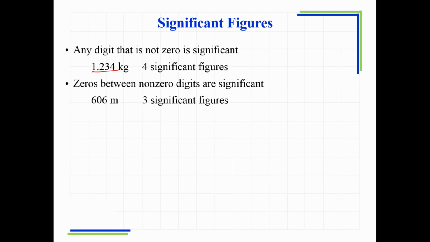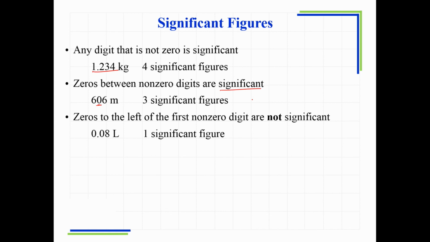Now, if there is a 0, but that 0 is in between non-zeros, that's what we're seeing here. I have a 0, it is in between non-zeros, that will definitely be a significant figure. So when I look at this number, 606 meters, it has 3 significant figures. The rest of them deal with the 0 because the 0 is our iffy thing. Is it significant or is it not? This 0 certainly is.